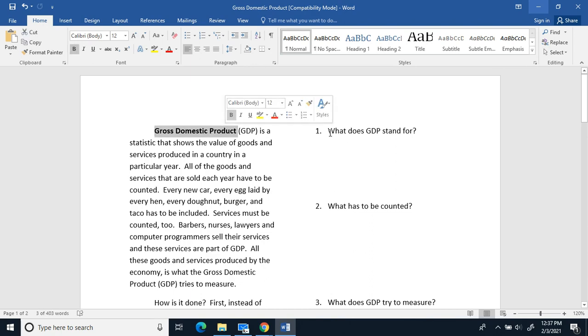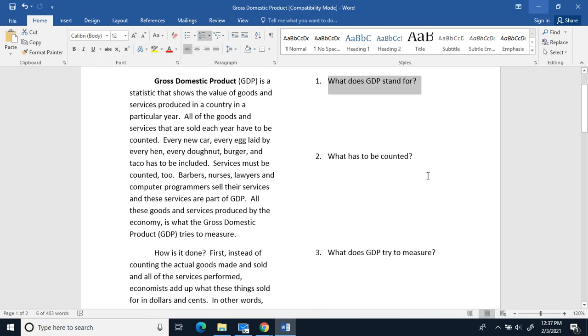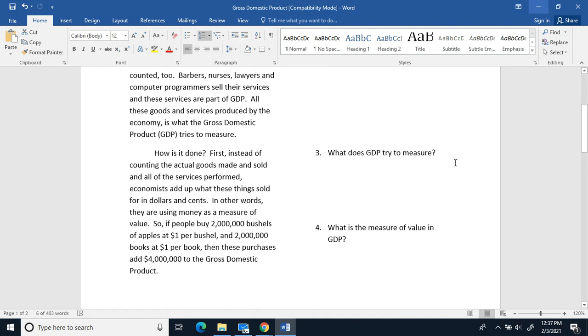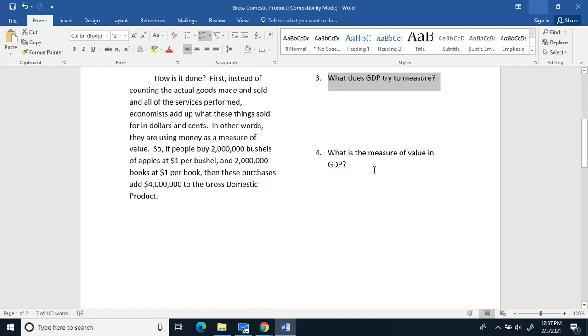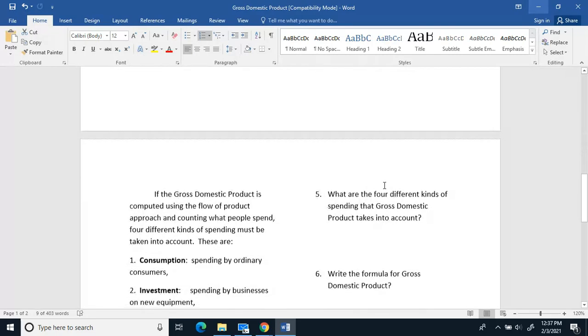Today we're reading about gross domestic product. Number one, what does GDP stand for? 2, what has to be counted? 3, what does GDP try to measure? 4, what is the measure of value in GDP?